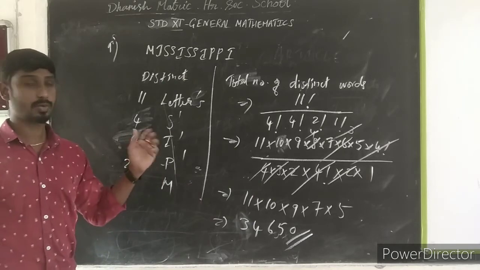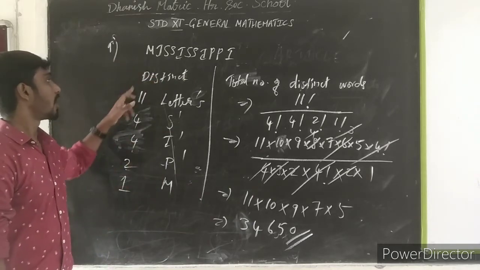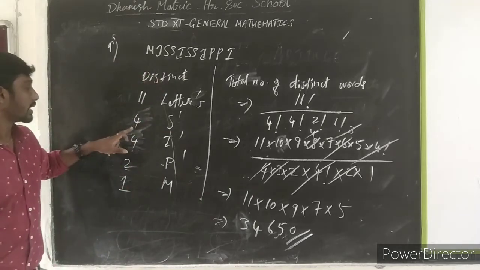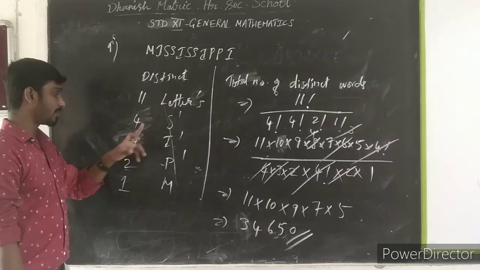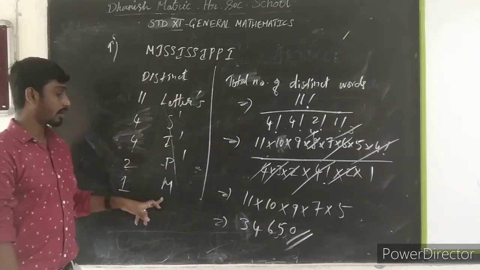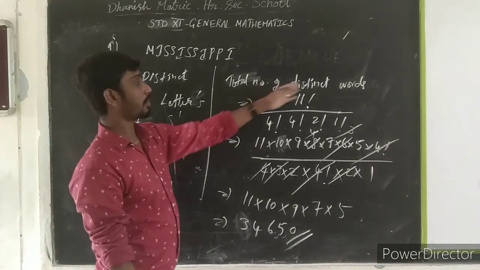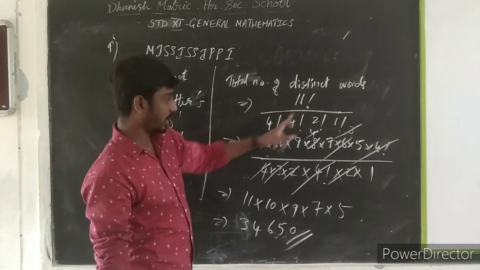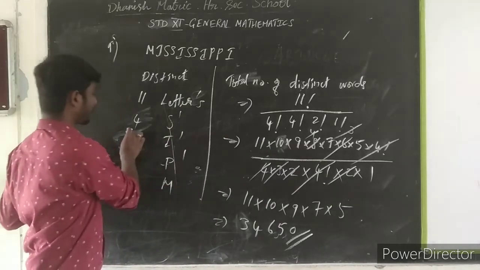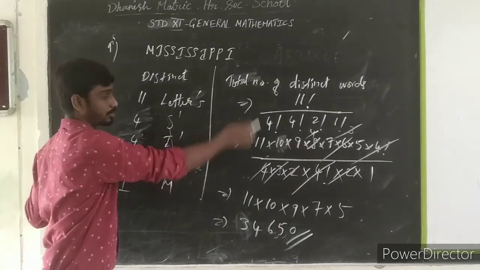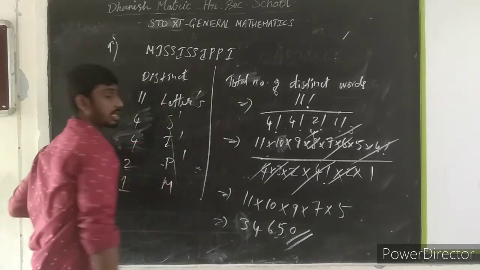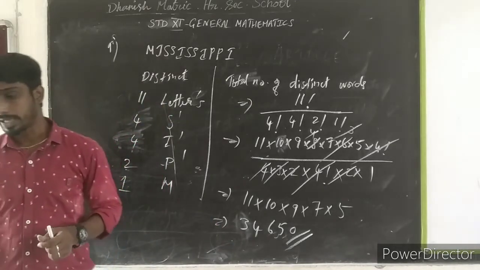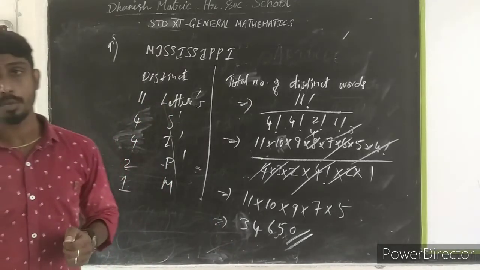So it is a very easy one that we are finding. How many letters? 11 letters. S will be 4, I will be 4, P will be 2 and M will be 1. So the total number of distinct words is 11 factorial divided by 4 factorial, 4 factorial, 2 factorial, 1 factorial. If you expand the factorials, you get the answer 34,650. The 10th one is the same concept, it will be homework for you.